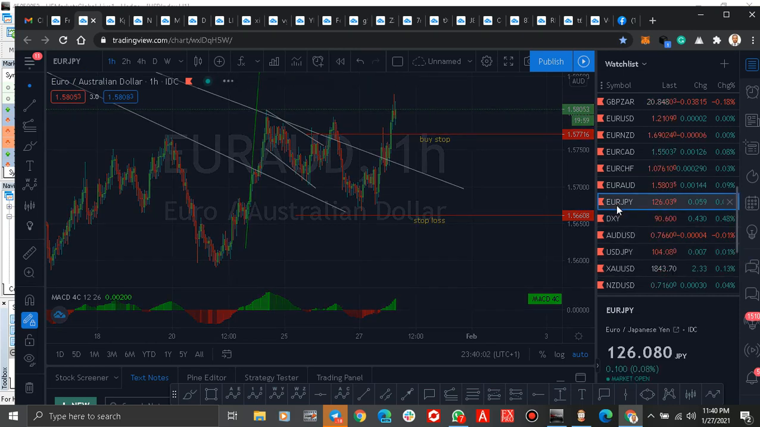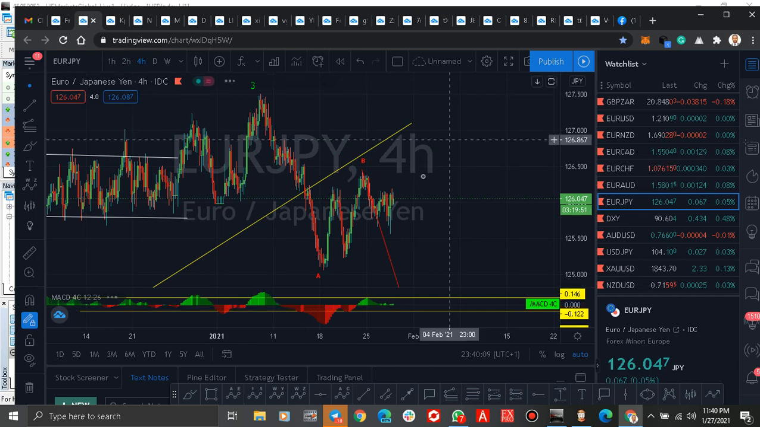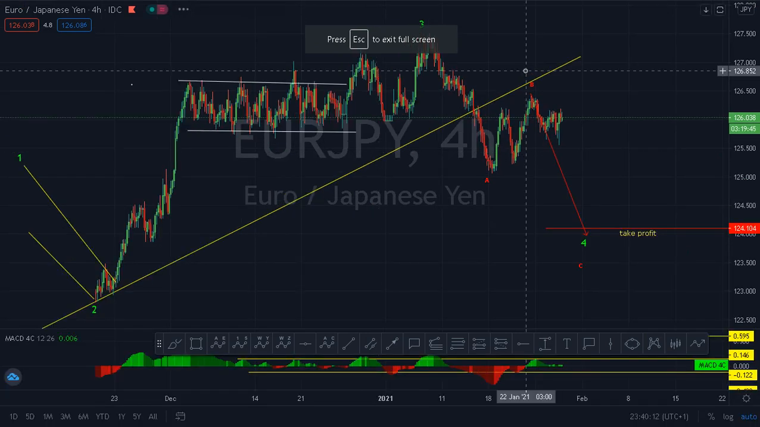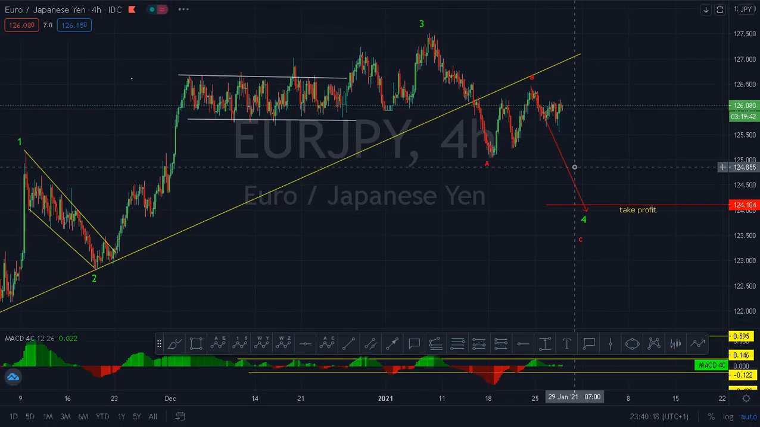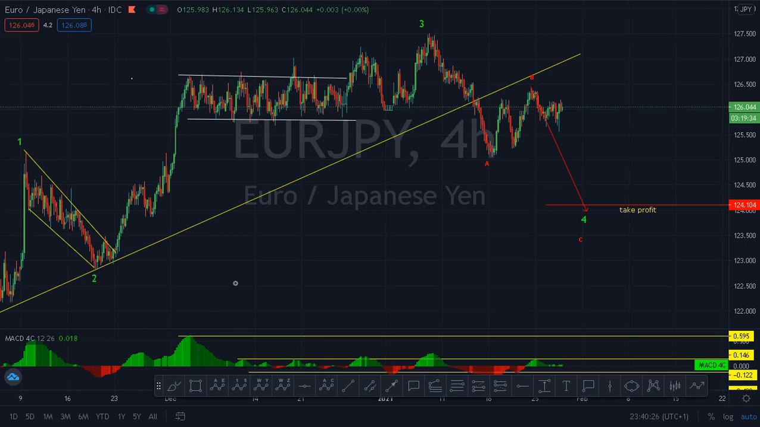JPY, one of my favorite pairs. I like to trade it a lot. Remember I said that with B, we are looking for C. No matter what is happening here, that's like what I said on gold and Bitcoin, that I insist that gold is going down, Bitcoin is going down. I also insist that JPY is coming down, not minding what happened here.